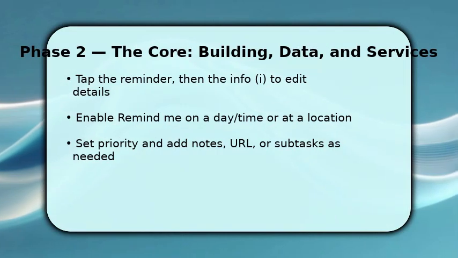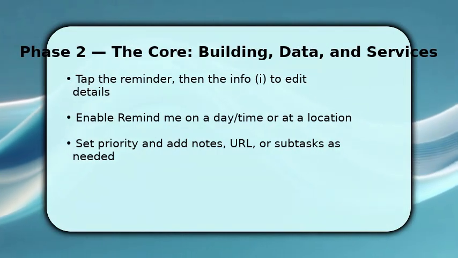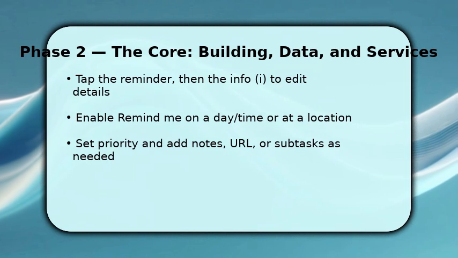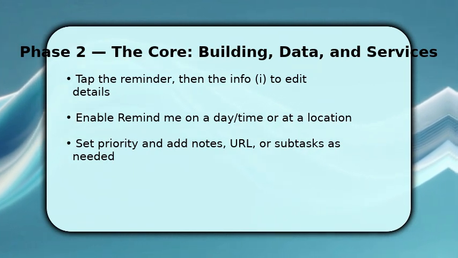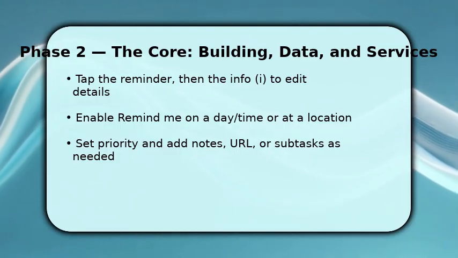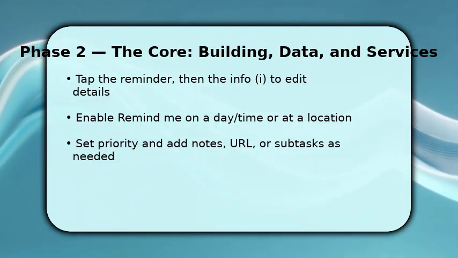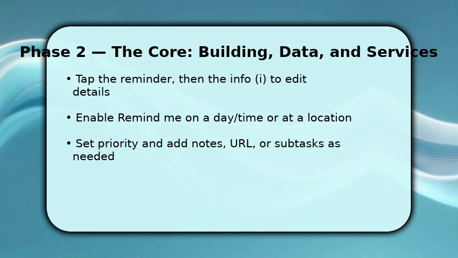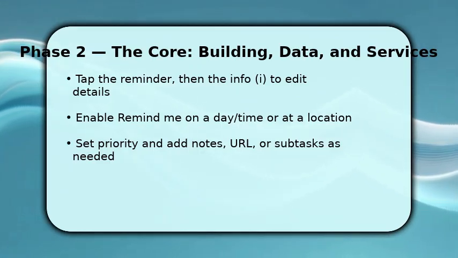You now add details that make the reminder actionable. Tap the reminder and press the info icon to reveal date, time, and location options. Choose a time for deadlines or a place to trigger a notification. Once set, assign a priority so urgent items stand out, and add notes or a URL for context.